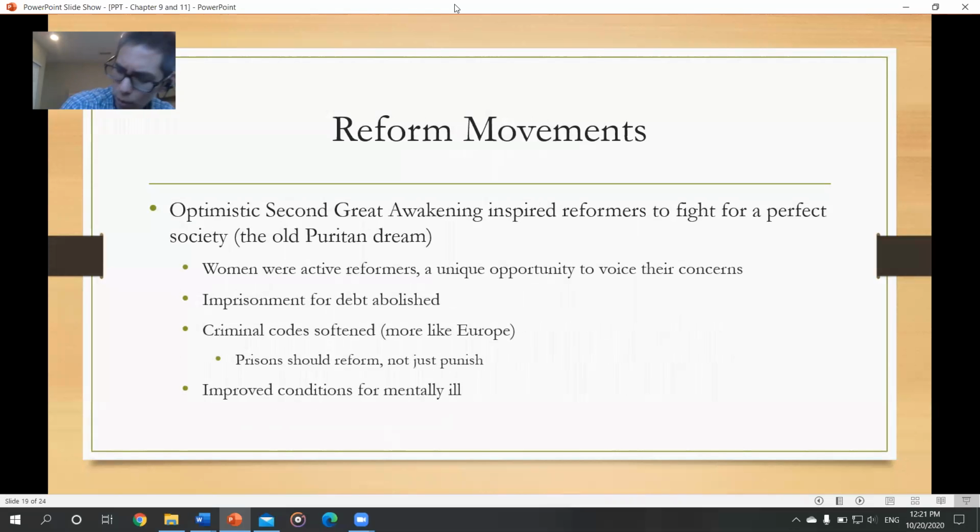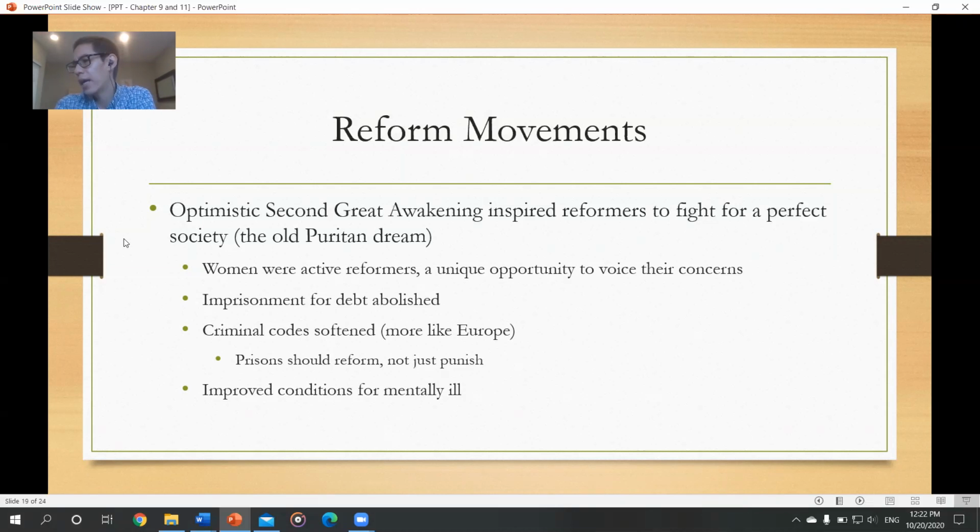Okay, now some other reform movements, and these reform movements are a direct result of the Second Great Awakening. As the Second Great Awakening leads to a religious revival, that kind of inspires reformers to fight for a better society, to fight for a more perfect society, which was the old Puritan dream. Remember, women were some of the most active members of the Second Great Awakening. They had an active role in the church. And so women were oftentimes the most active reformers.